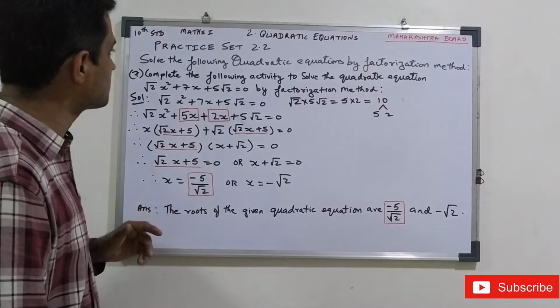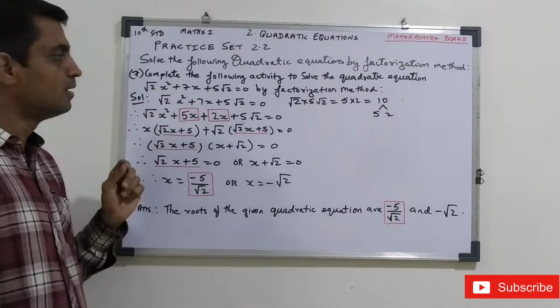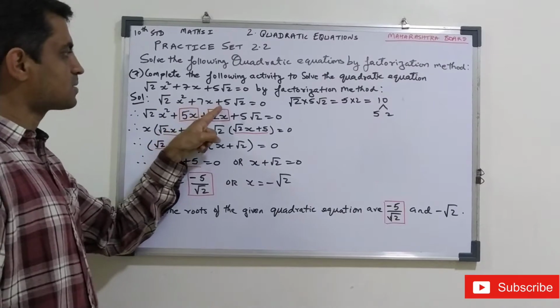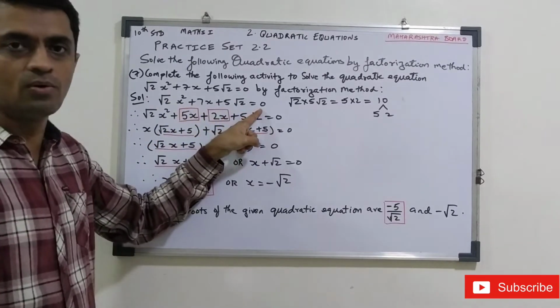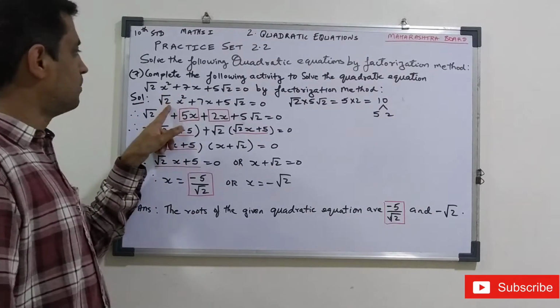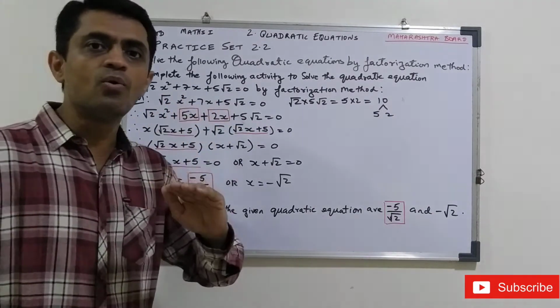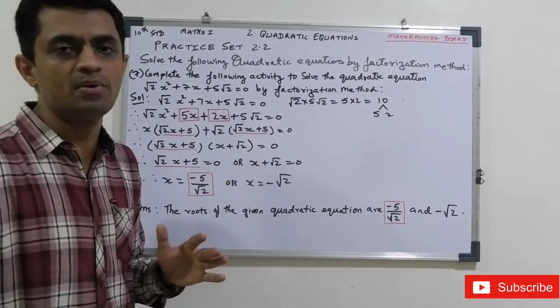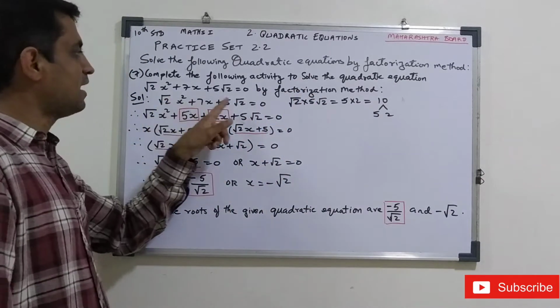Now let us see the sum. It is also a factorization. The sum is root 2 x square plus 7x plus 5 root 2 is equal to 0. Now here the main thing is that the numbers are irrational. So we are going to deal with irrational numbers now. In the earlier part, all were rational numbers. Here there is an irrational.